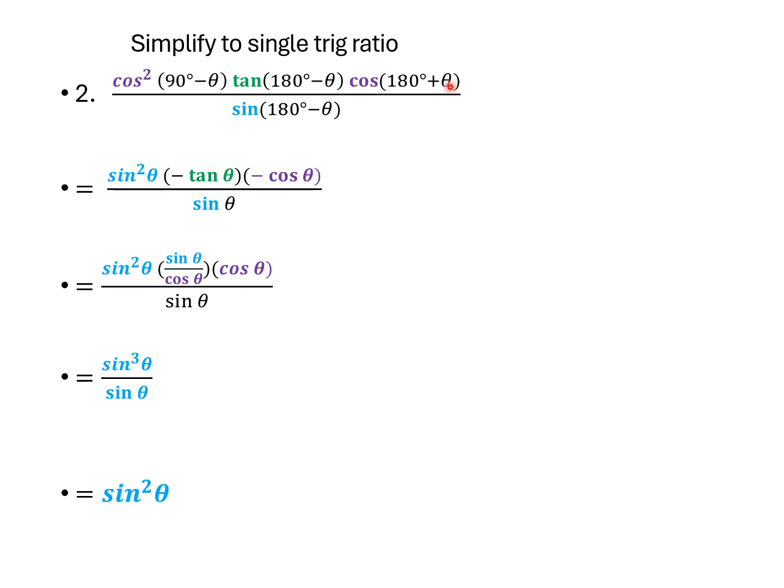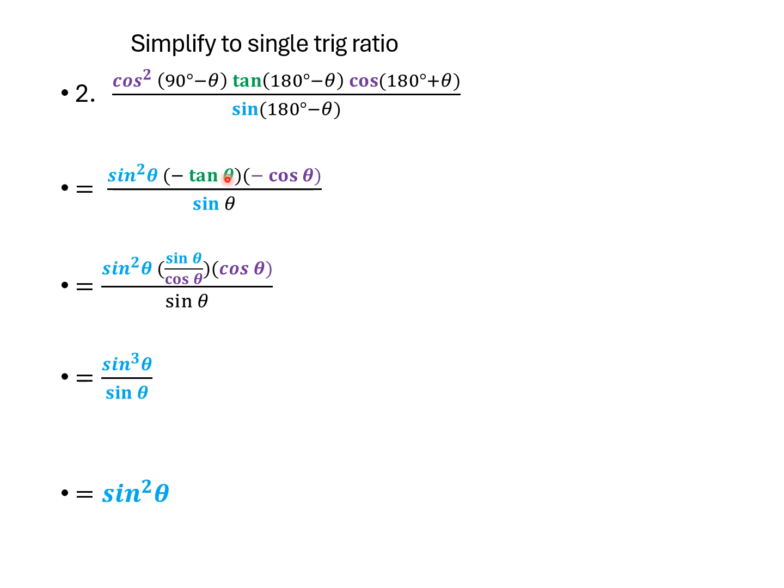Cos(180 + θ) falls in the third quadrant. In the third quadrant, cos is negative, so that becomes negative cos θ. Sine(180 − θ) is in the second quadrant, where sine is positive, so that simply stays sine θ.